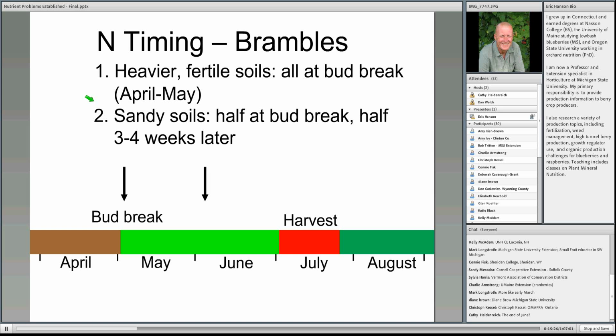If you're growing on sandy ground that's low in organic matter, then you might go to this split application approach where you're applying half at about bud break and then half 3 to 4 weeks later. I think this will maintain levels of nitrogen available to the plants later into the growing season, and particularly with fall fruiting types, support fruit production way out into September and October.